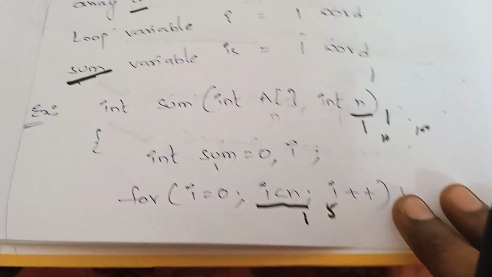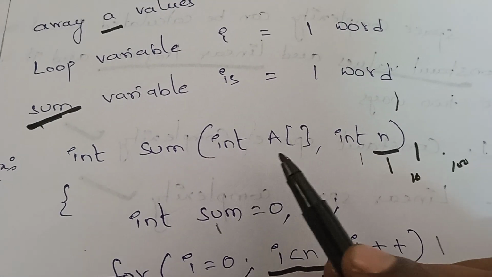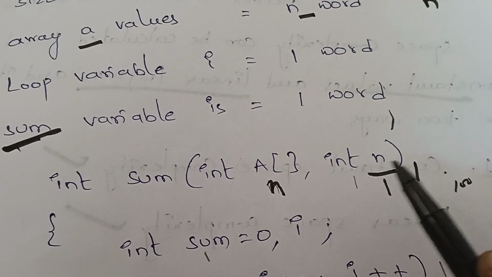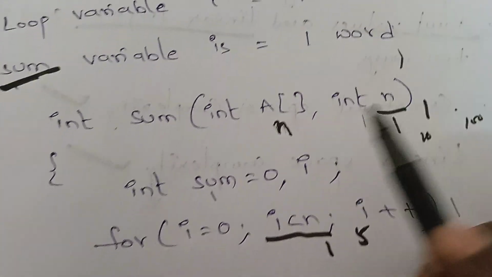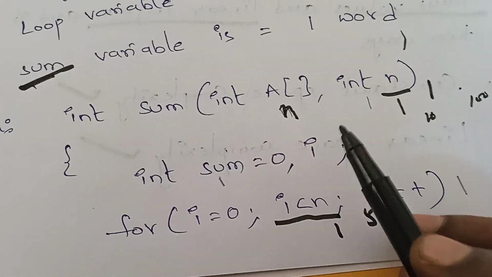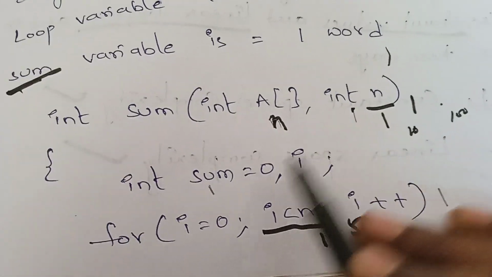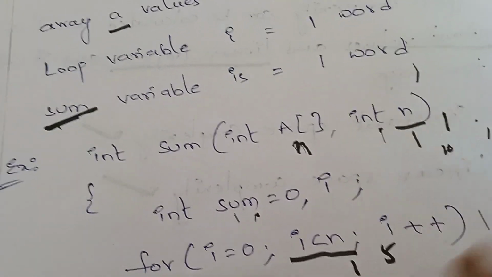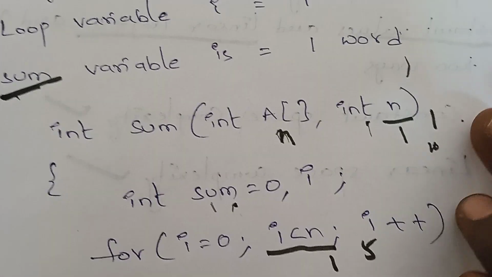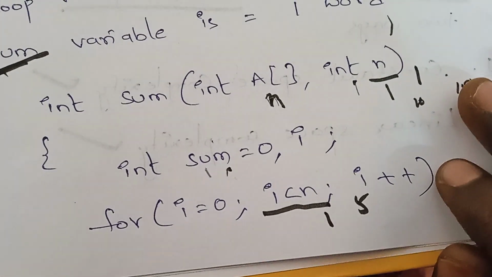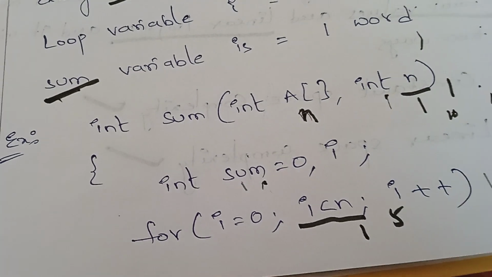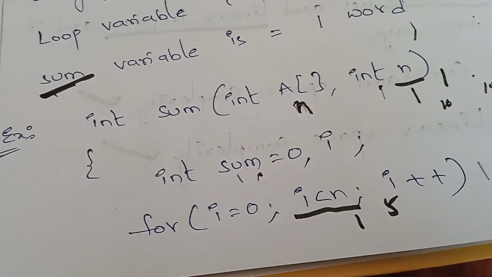Now look at this example. Int sum, int a, which means it takes n. Int n means one variable, 1. Sum 1, i 1. Now 1 plus 1 plus 1 is 3, plus n. This is the space complexity. In the space complexity, we should always think about the variables, for how many variables we are going to store in the computer memory.